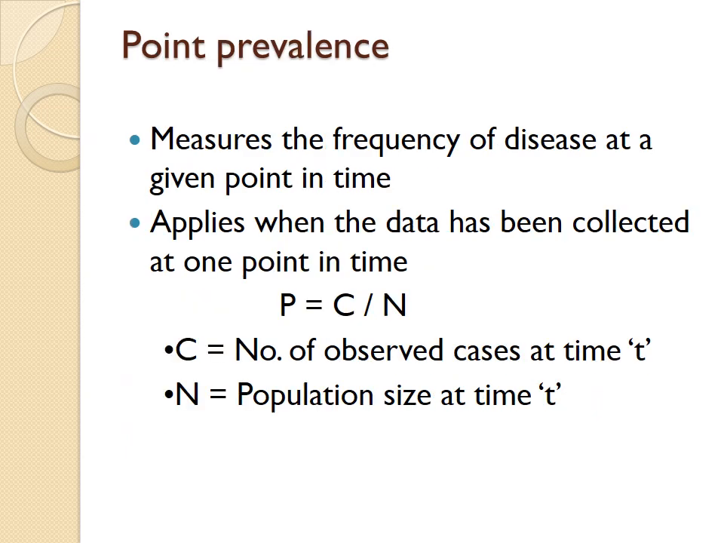So what is point prevalence? It measures the frequency of disease at a given point in time. It applies when the data has been collected at one point in time, and it is given by the formula P equals C by N, where C is the number of observed cases or number of current cases, that is the total number of new and old cases at time t, divided by the population size at time t.